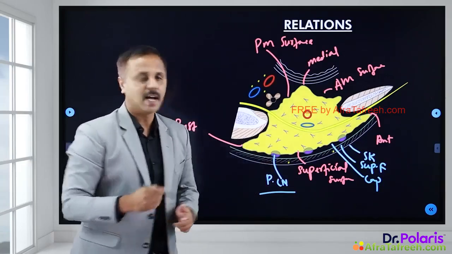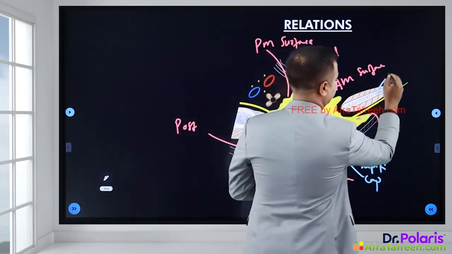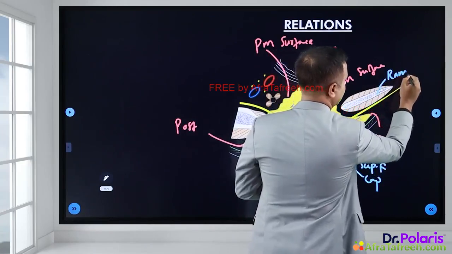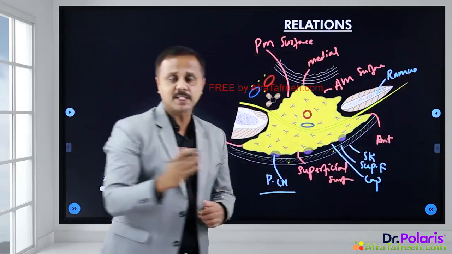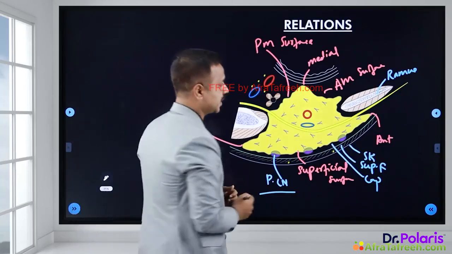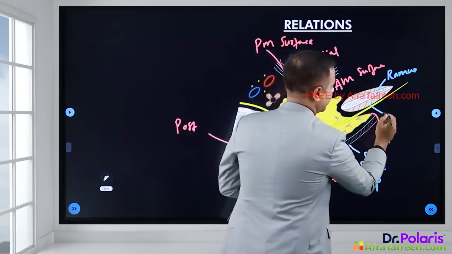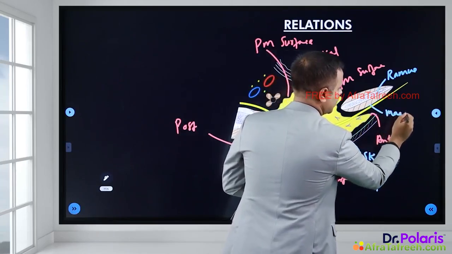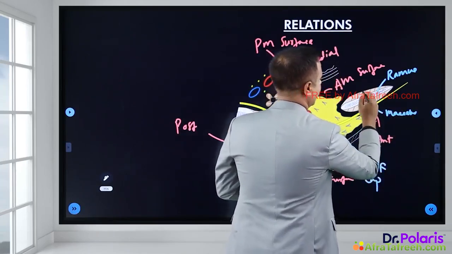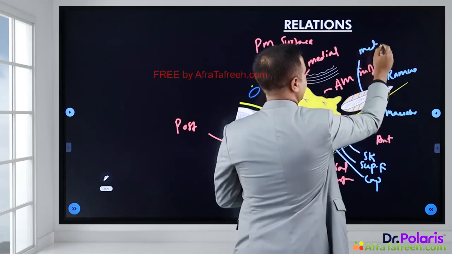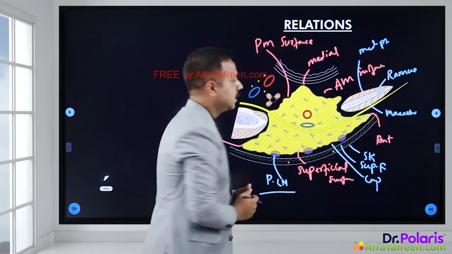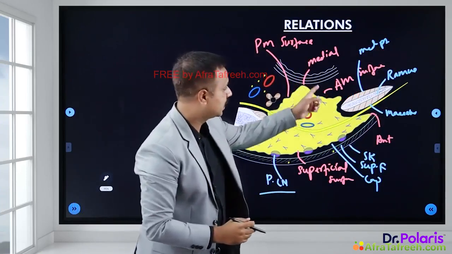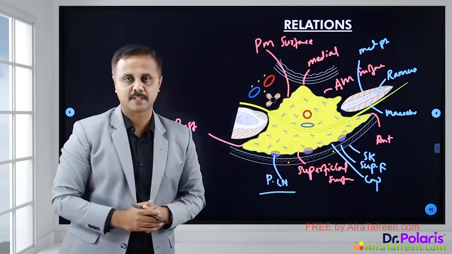Then what about the anteromedial surface? As we can see, anteromedial surface has the ramus. On either side of the ramus of the mandible, we have two muscles. On the external surface, what is this? This is the masseter muscle, whereas this is the medial pterygoid. These are the structures that are related to the anteromedial surface.